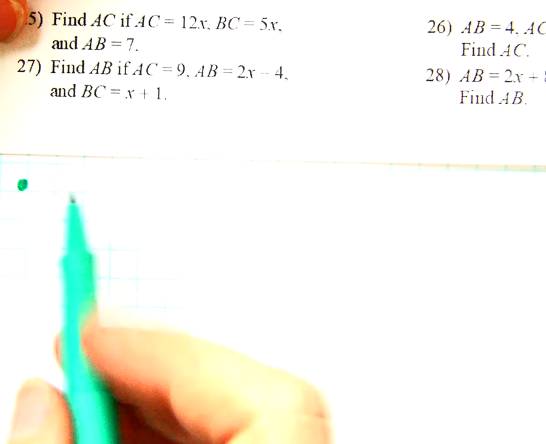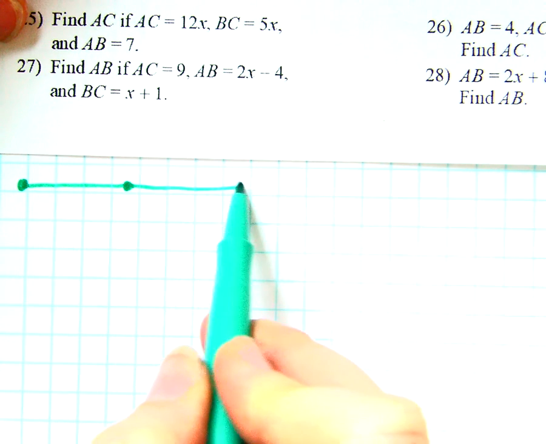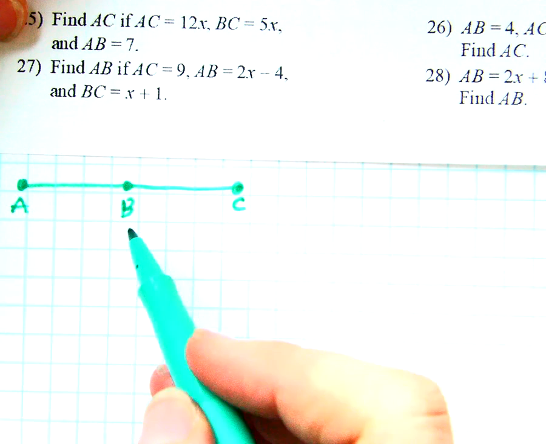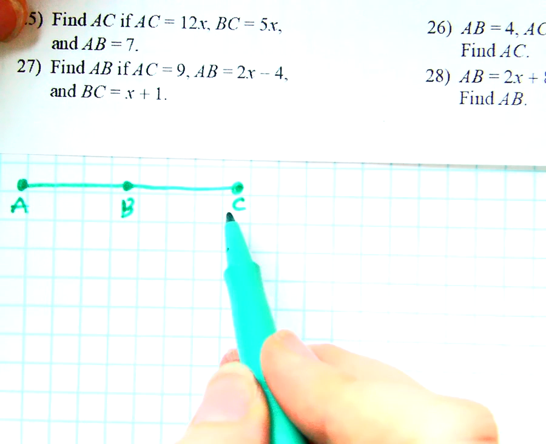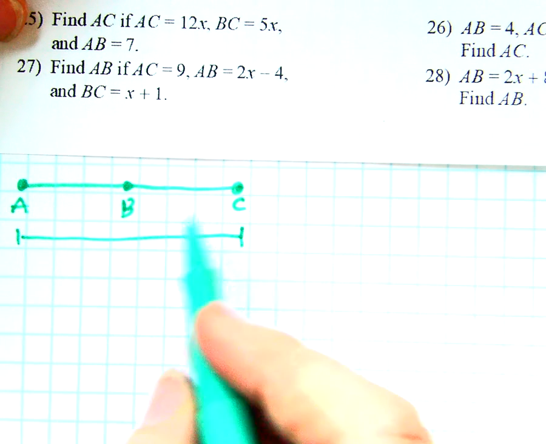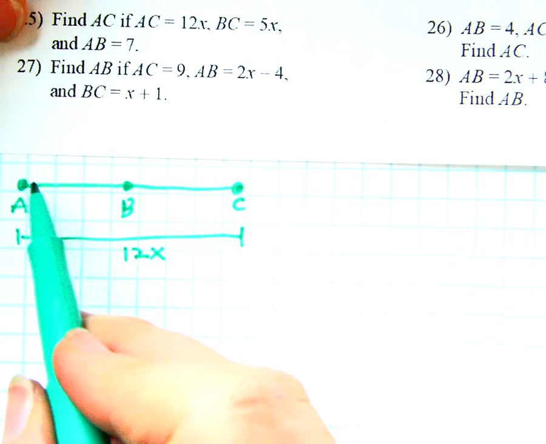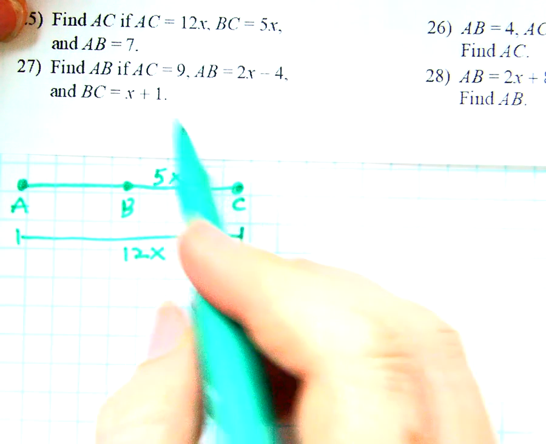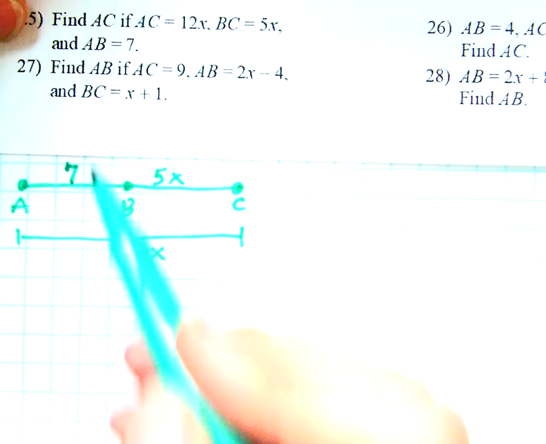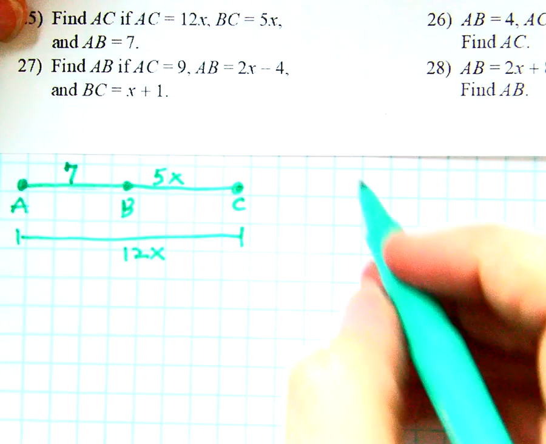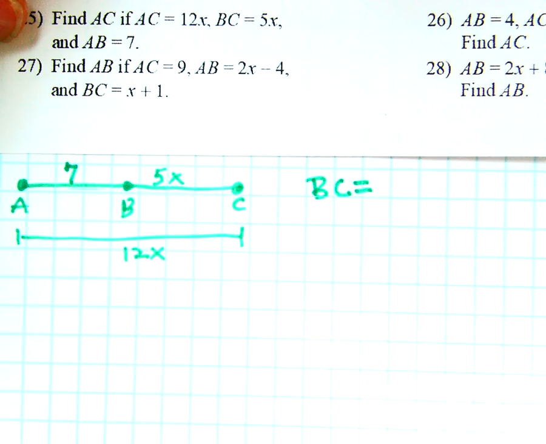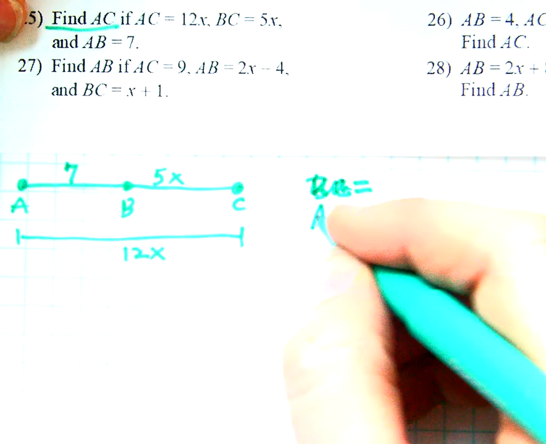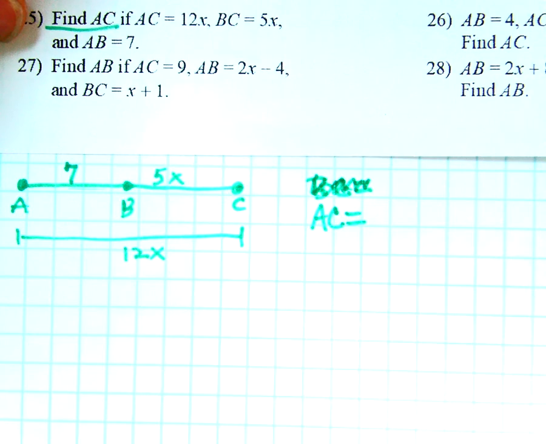And again, let's just do them in alphabetical order. So I'm going to draw my picture. I'm always going to draw my picture because that's how I am. I like visuals. So I'm looking for AC, which is the entire thing. If AC is 12x, BC, which is this part, BC is 5x, and AB is 7. And remember what I want. I want to know, what does BC equal? No, I don't. I want to know, what does AC equal? See, told you. Go back and read, and read, and read, to make sure you're actually answering the question.